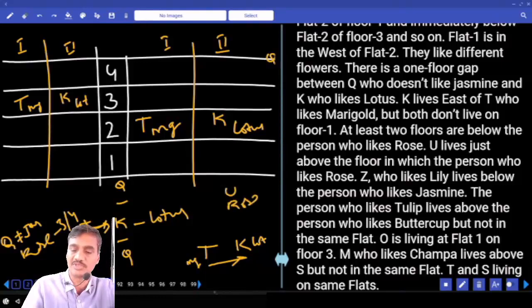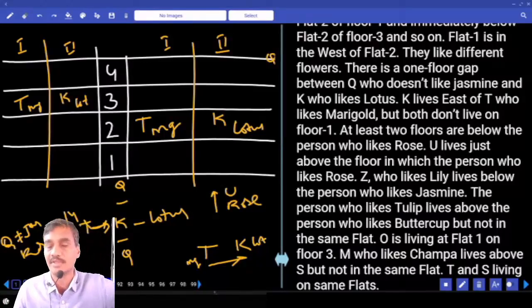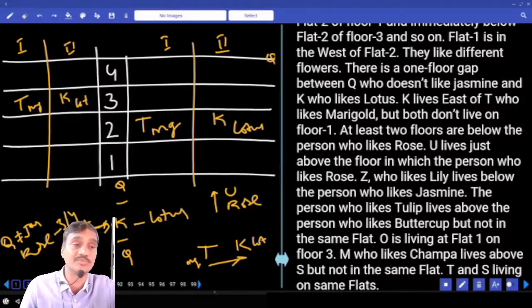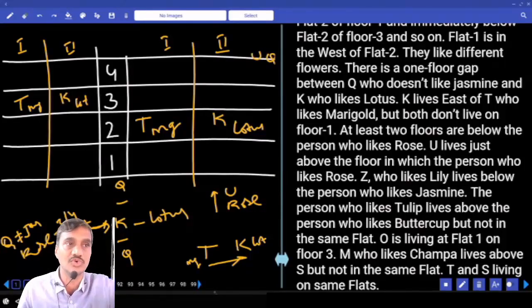U is just above the one who likes rose, right? And next one, U is just above the one who likes rose, so where should rose be? Now rose must be on the 3rd floor. If rose is on the 3rd floor, then U must be on the 4th floor. Hence U and Q must be on the 4th floor. Is that correct or not? U and Q are on the 4th floor, and U lives just above the floor on which the person who likes rose lives.